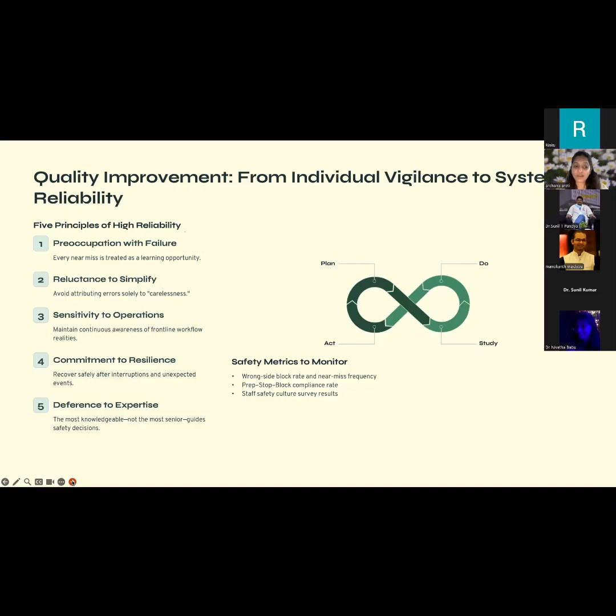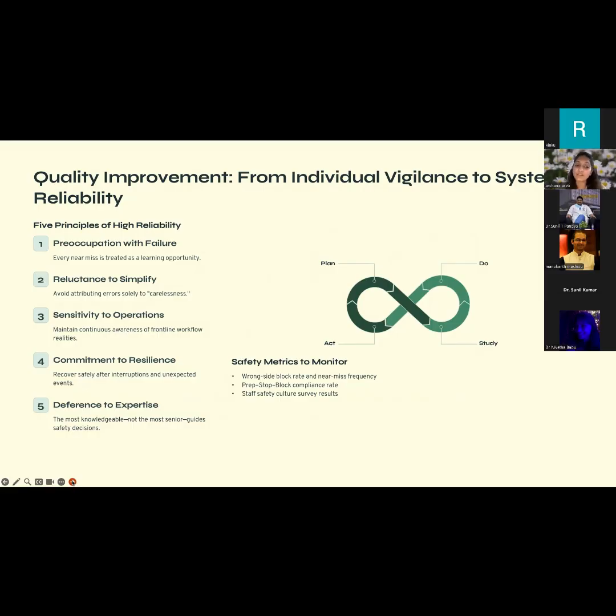Reluctance to simplify: avoid attributing errors solely to carelessness, because some of the time it's not just one person or one person's carelessness where it has happened. Be sensitive to the operations, respect the workflow processes, and maintain and empower the frontline workflow realities. Understand the logistics that go through it, and how we can empower those working on the front line to put in the checks when they are necessary.